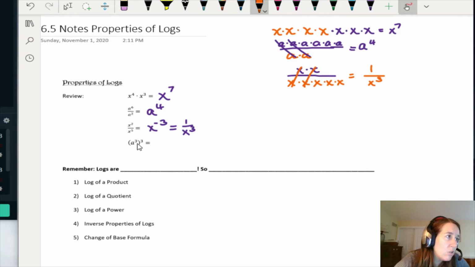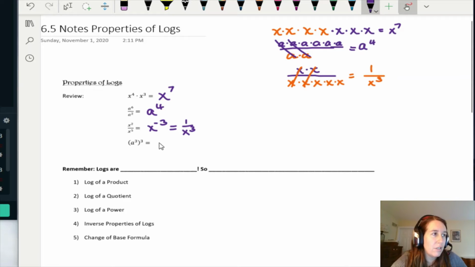All right, final exponent rule. A to the third raised to the third again, okay? So this is, I like to call this power of a power because it rings. When it's power of a power, you multiply the exponents. So a to the third raised to the third would be 3 times 3, 9. A to the ninth power, okay?